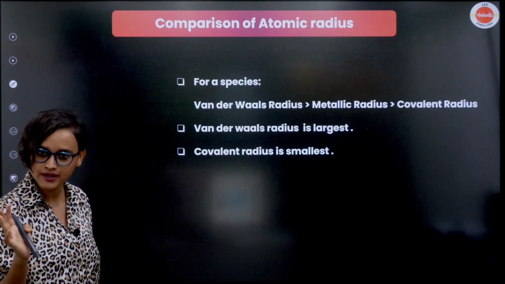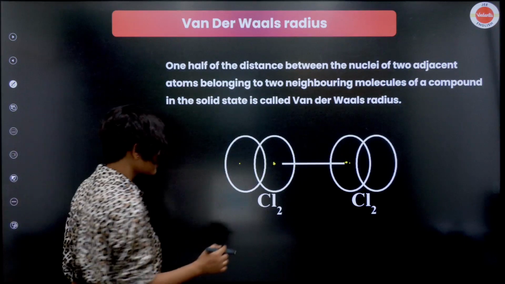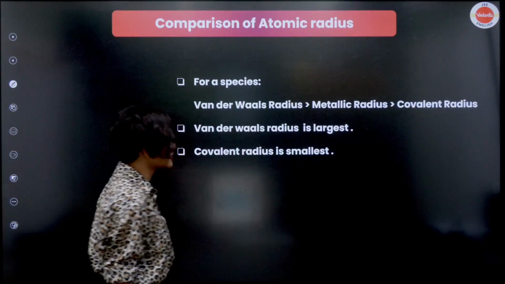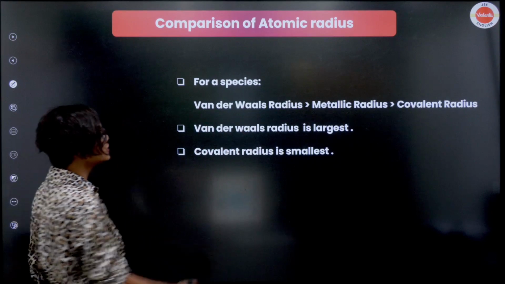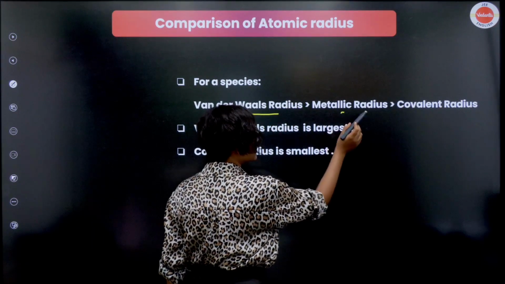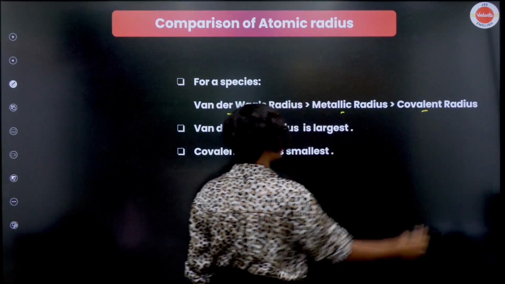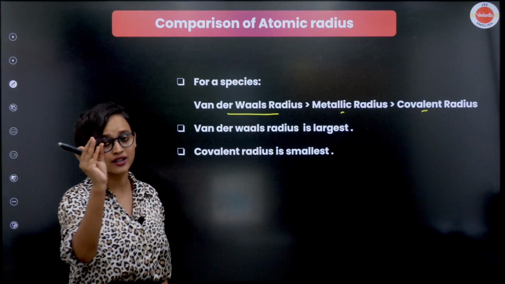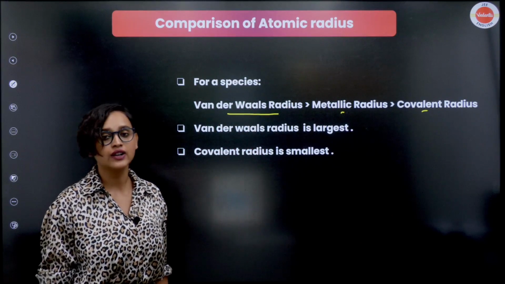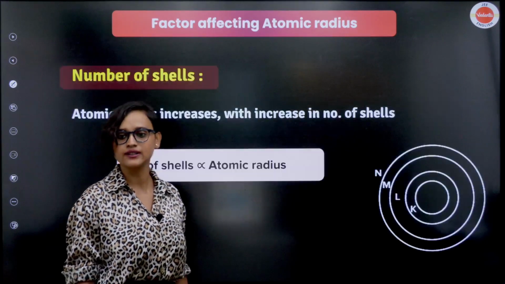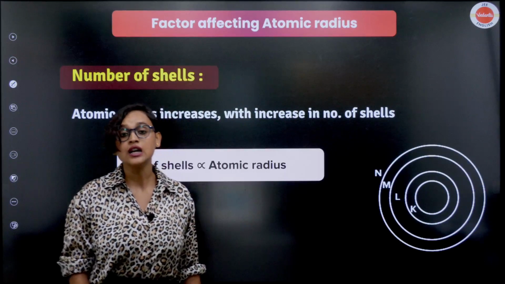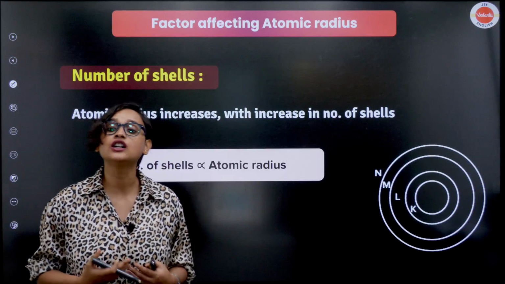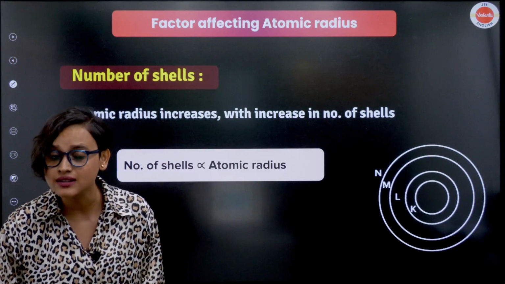Understanding, everybody? So this will obviously be the largest. The van der Waals radius will be the largest, then comes the metallic radius, and finally the covalent radius. The covalent radius is the smallest. Van der Waals radius is the largest and covalent is the smallest. Great. Now, what are the factors that affect the atomic radius?